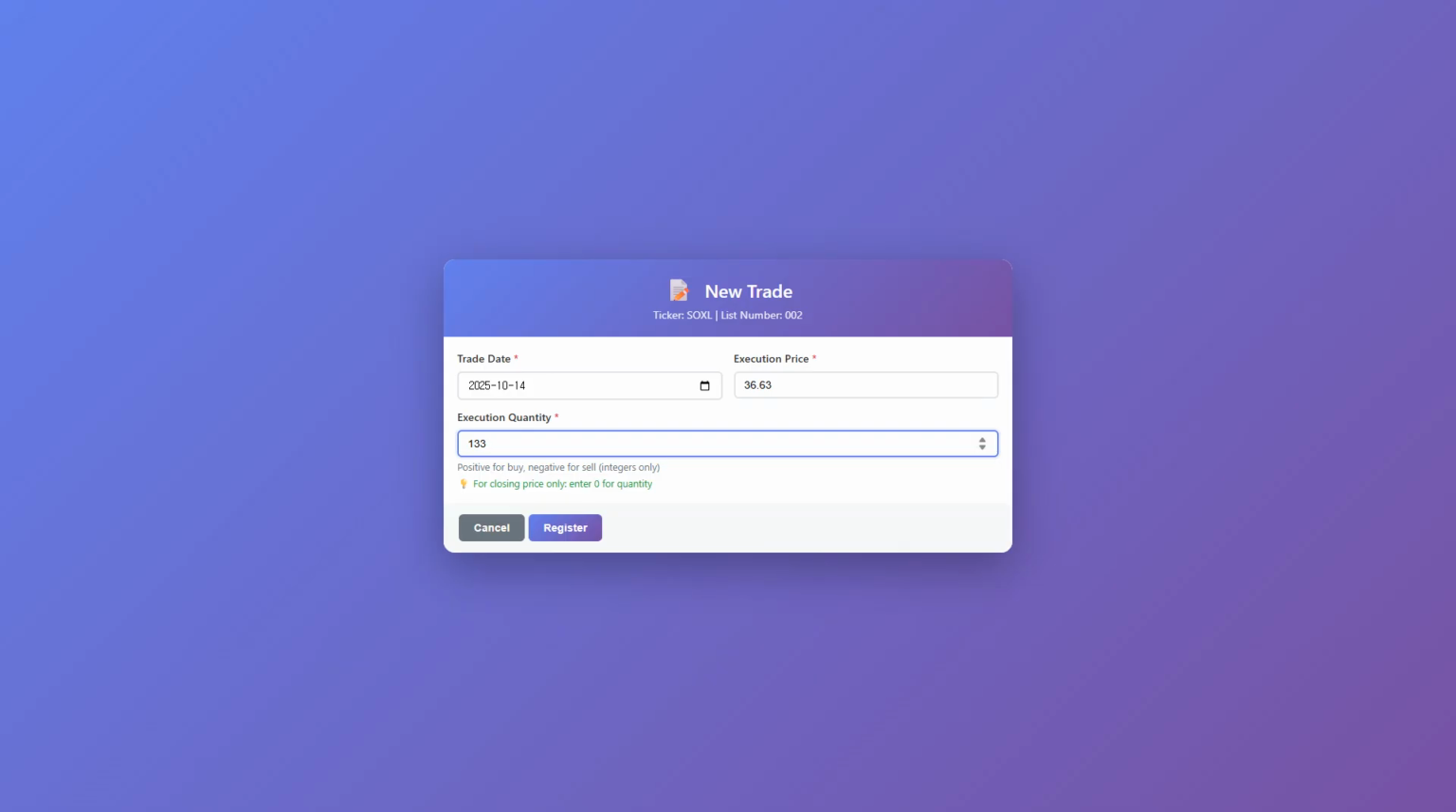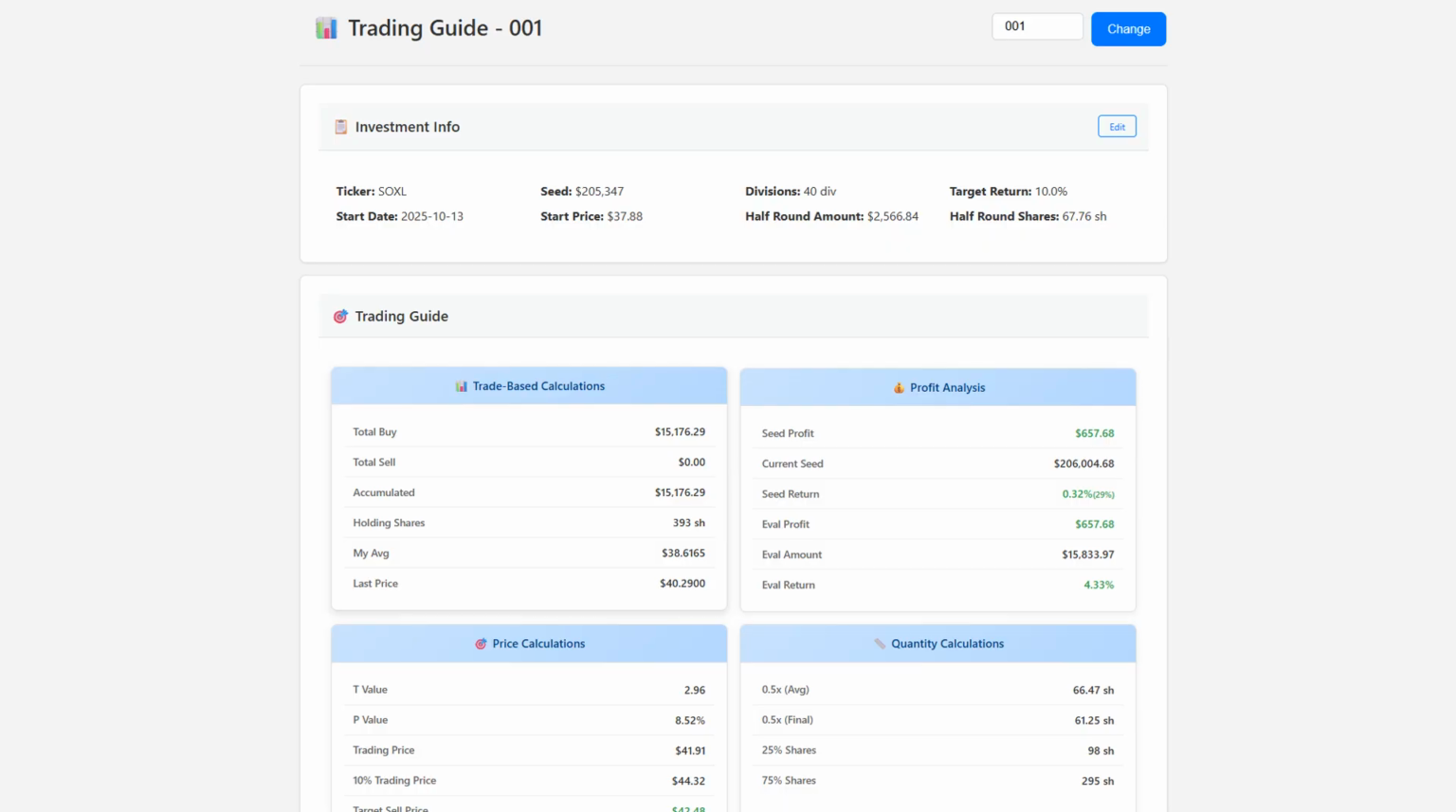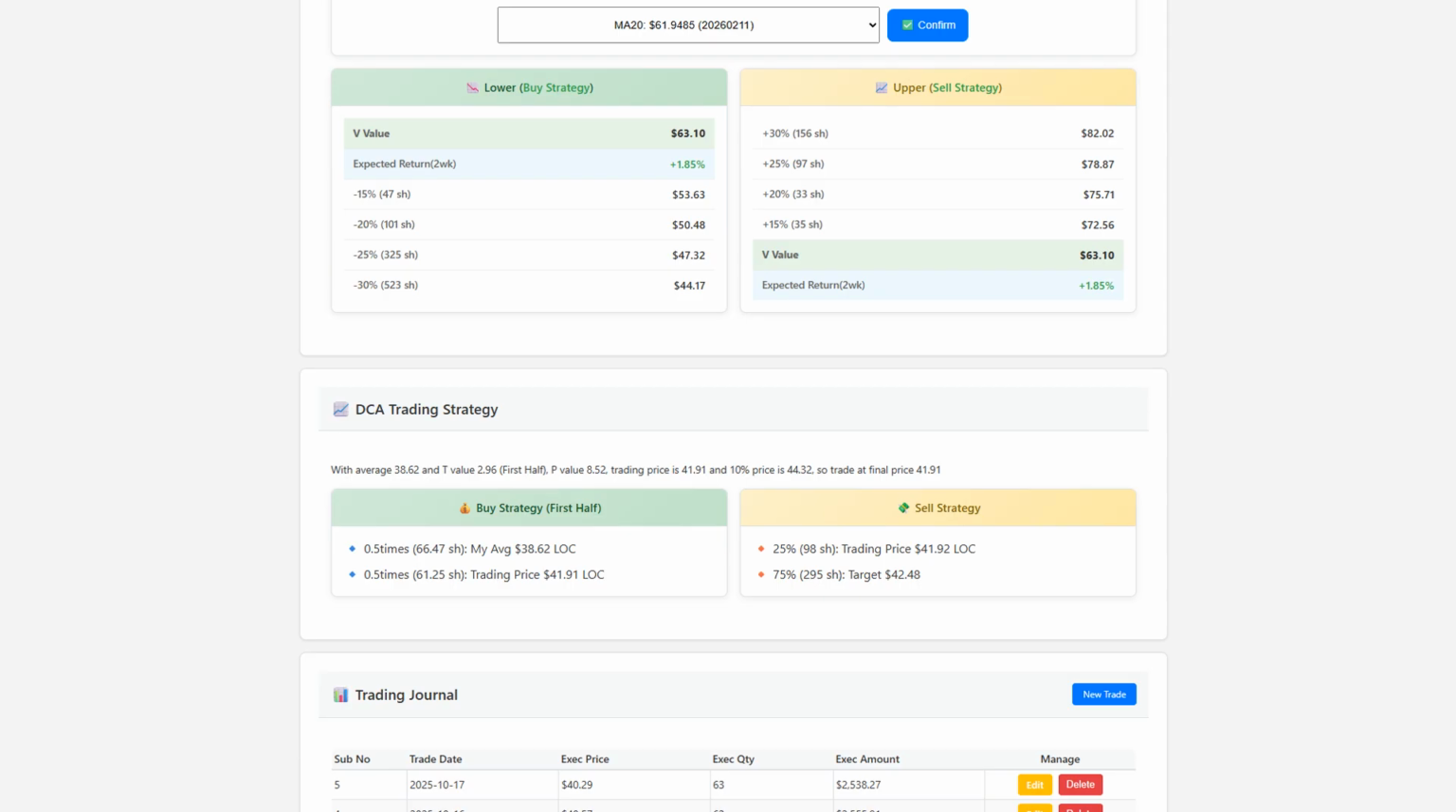After 5 daily buys, the numbers have changed significantly. We now hold 393 shares with an average price of $38.62. The seed profit is $658, a 0.3% return. The position is building systematically. The DCA strategy has evolved. Buy prices adjusted to $38.62 and $41.91. The sell targets moved to 98 shares at $41.92 and 295 shares at $42.48. Each trade changes the plan.